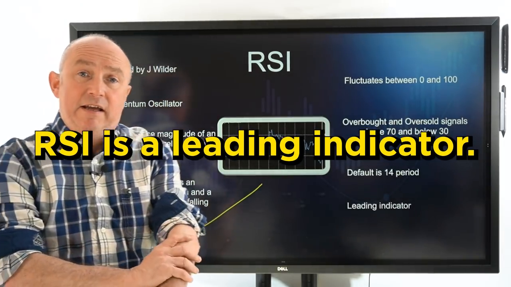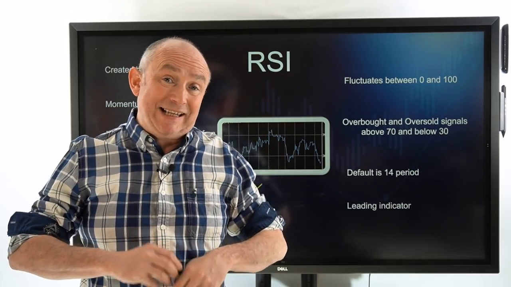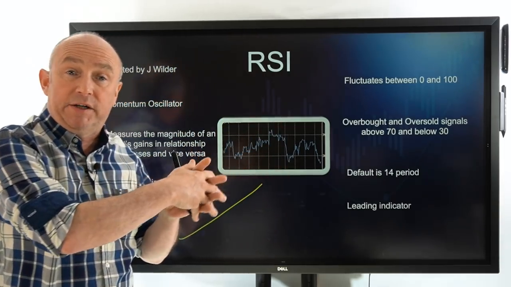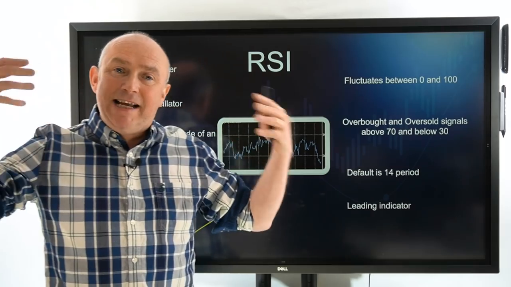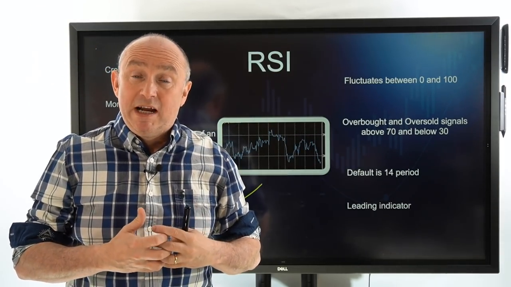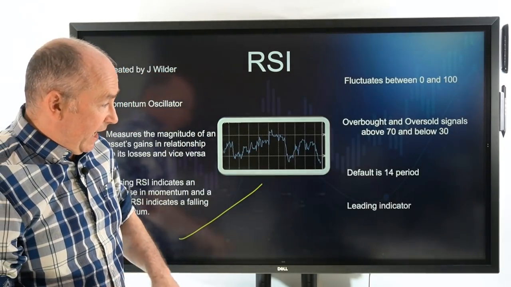A lot of the indicators out there are lagging indicators. What do we mean by lagging? Well, basically, we mean that it lags behind the price. It shows you what's happened in the past. Whereas the RSI and most oscillators are considered to be leading indicators, basically helping you predict where the prices may go in the future. It doesn't necessarily mean one is better than the other, but it is a leading indicator.